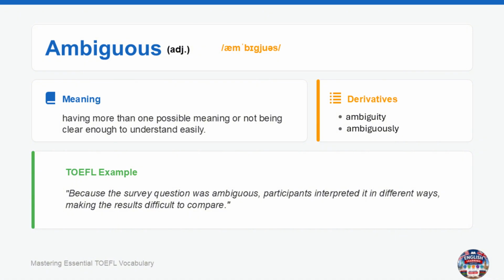Why were the survey results difficult to compare? Because the survey question was ambiguous and different participants understood it differently. Now let's review the derivatives. Ambiguity, ambiguously. So ambiguity refers to the quality of being unclear or having more than one meaning. Exactly, that's a very common word in academic writing and reading.